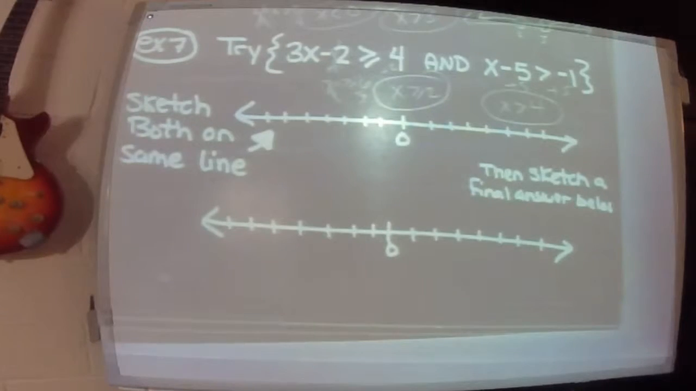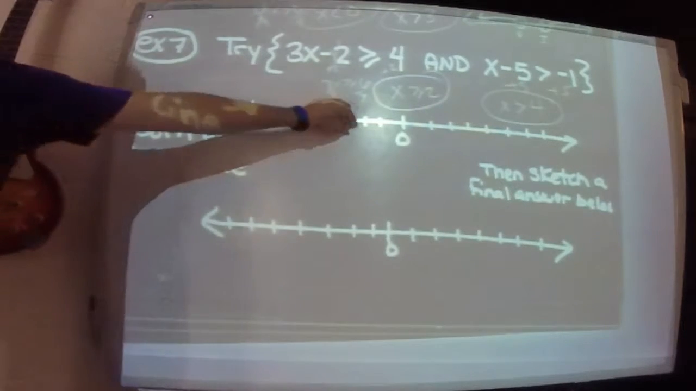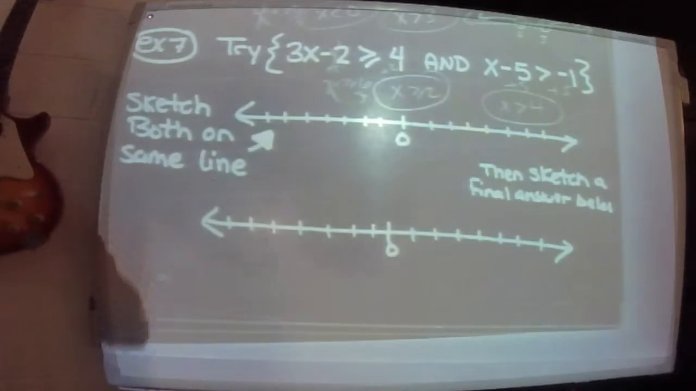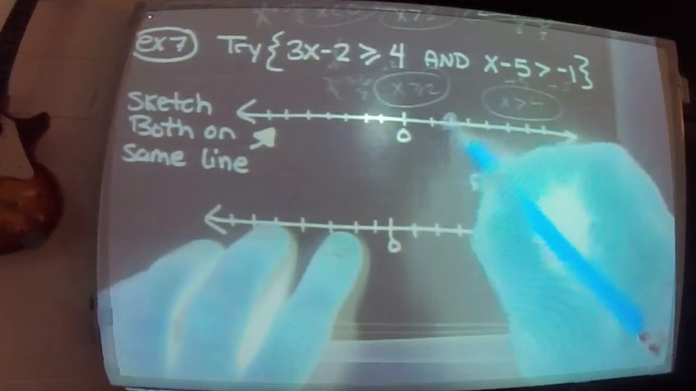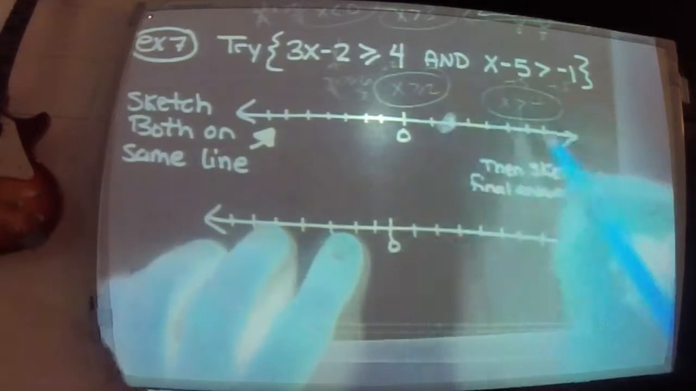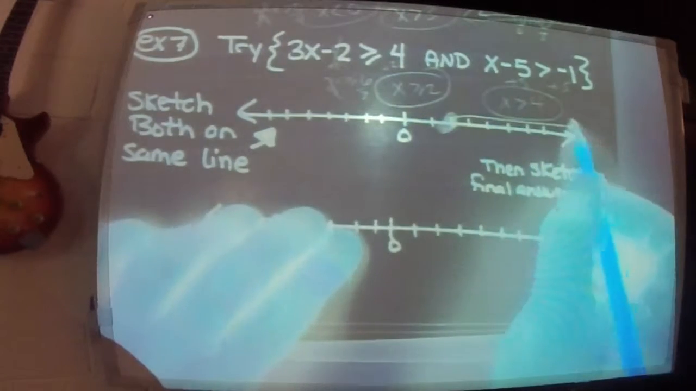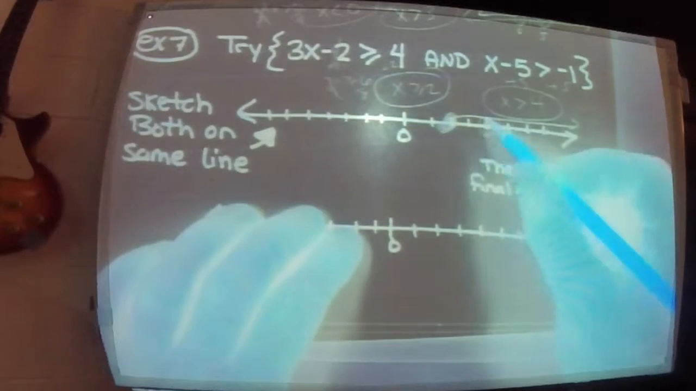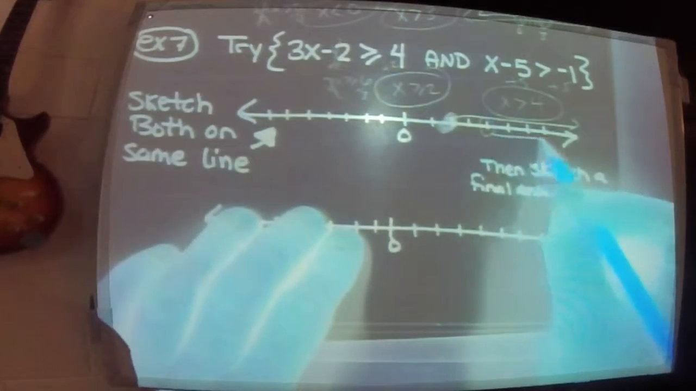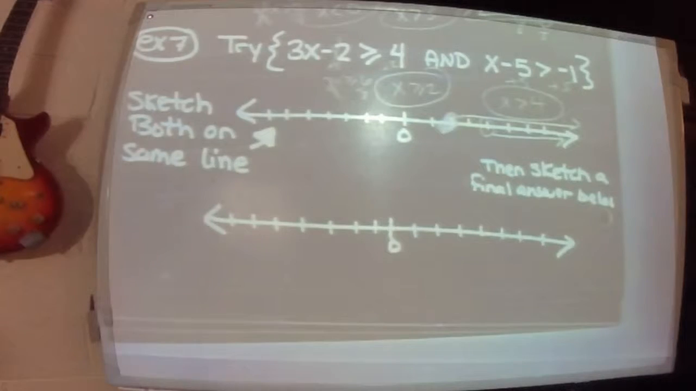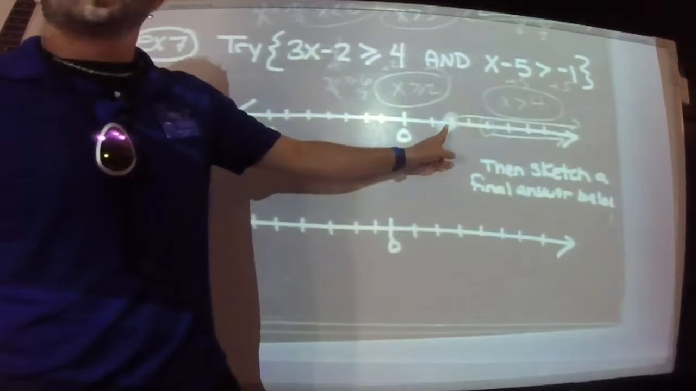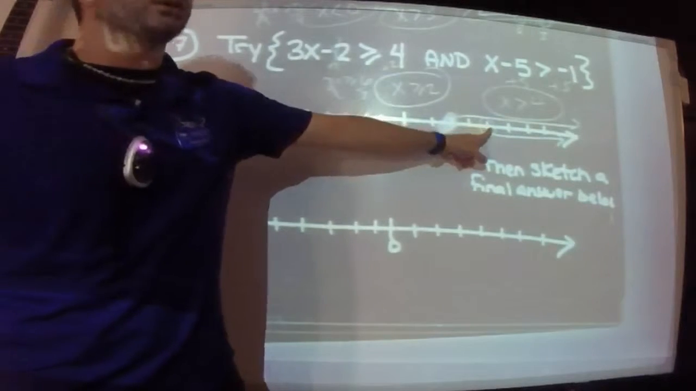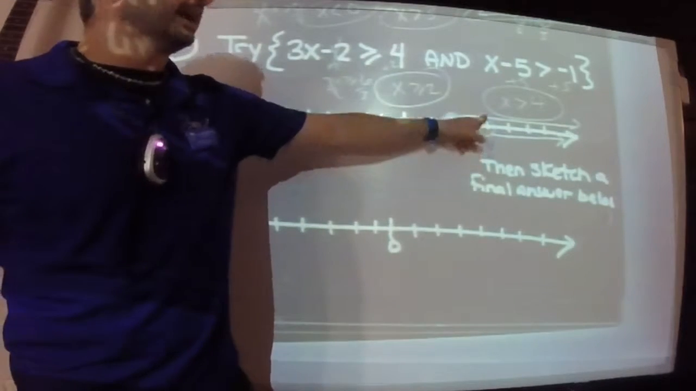Alright, is this an and or an or problem? So I'm looking for overlap. On this first one, I want to put them both on the same number line. So greater than or equal to 2. Closed dot, I'm going right. Greater than 4. Open dot, I'm still going right. Both arrows going the same direction. So start to think, does it overlap here at 2? No. What about at 3? No. What about at 4? Yeah. It kind of starts to.